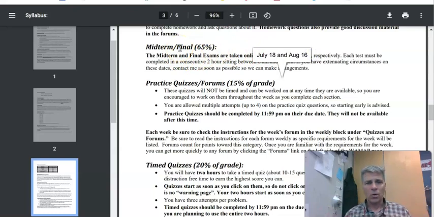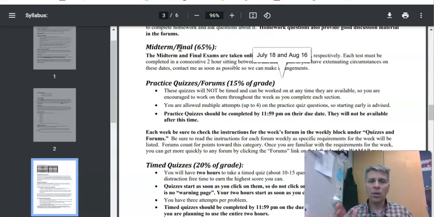They're open all day. So the day of the midterm, it opens up at 8 a.m. and it stays open until 10 p.m. You can take it any time in that time span, but you have to get it done in 2 hours. It's like one sitting, so you can't pause it. Once you start it, the clock starts ticking. You have that long to get it done.